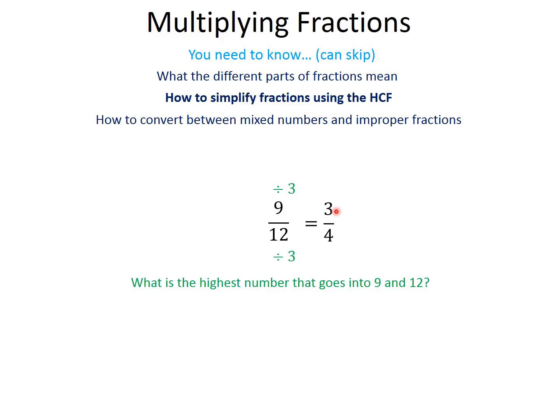Remember, I know that something's fully simplified if there is nothing else that will go into my answer. So nothing goes into 3 and 4 except for 1, which we don't bother with. And so I know I've got my fully simplified answer there.